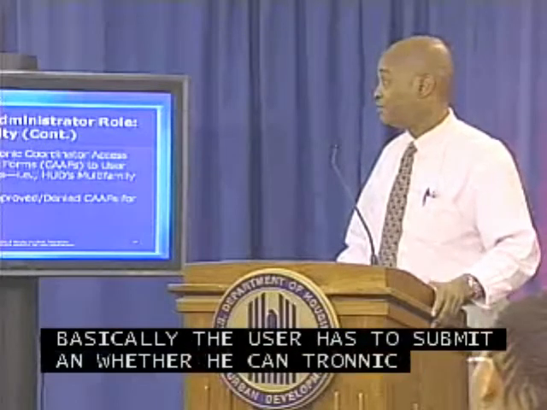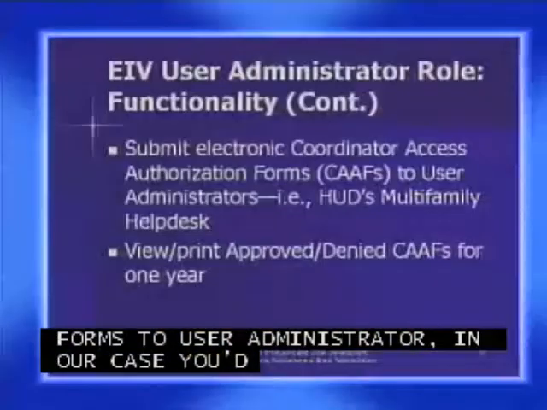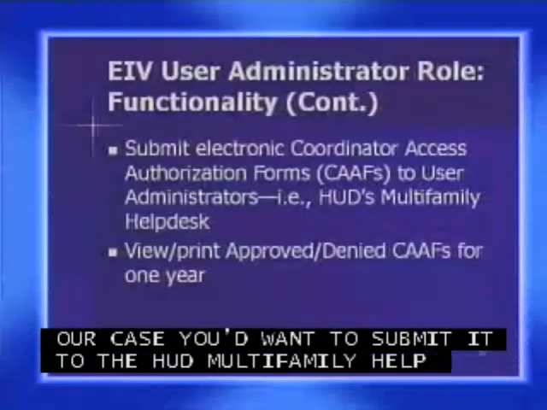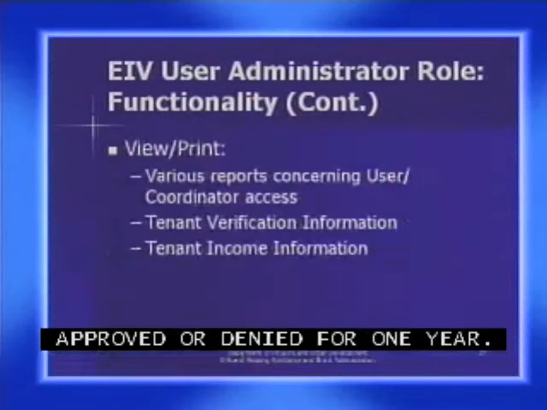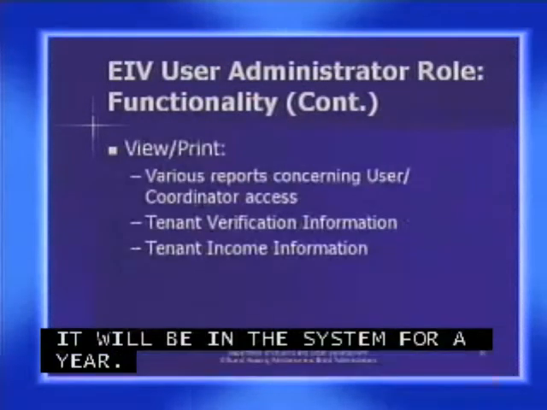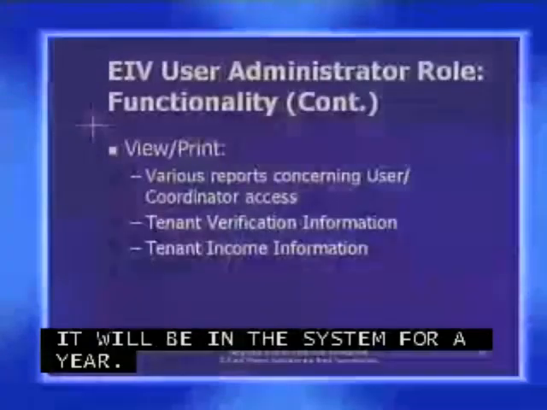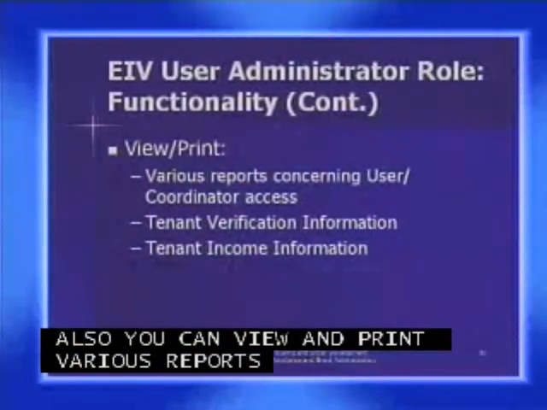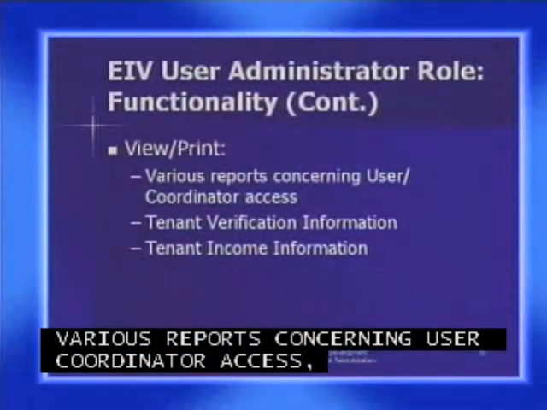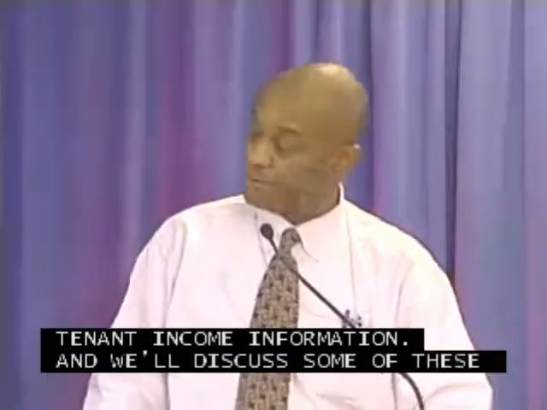Basically, the user has to submit electronic coordinator access authorization forms to the user administrator. In our case, you're going to submit it to the HUD Multifamily Help Desk. Also, you can view or print the approved or denied CAFs for 1 year. They'll be in the system for a year. Also, you can view and print various reports concerning users, coordinator access, tenant verification information, and tenant income information.